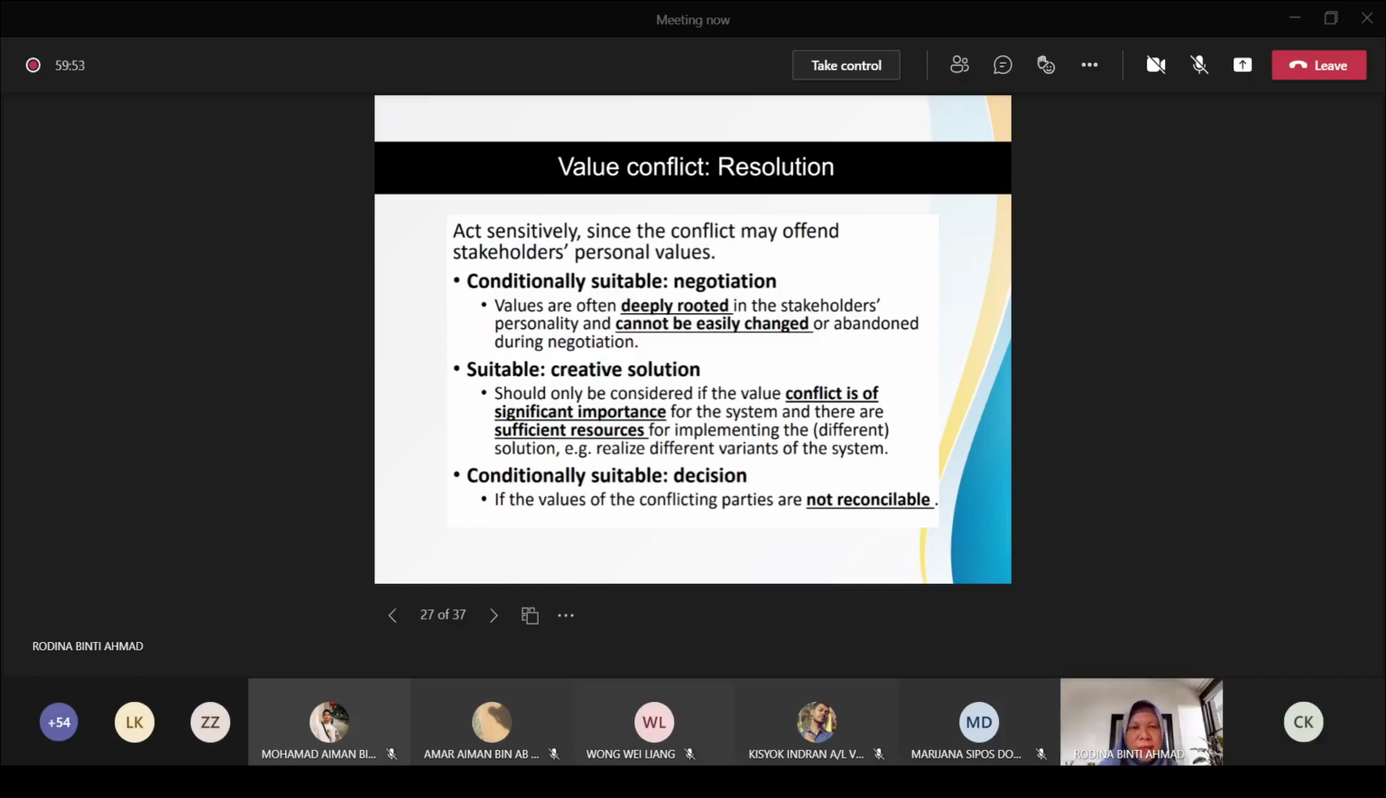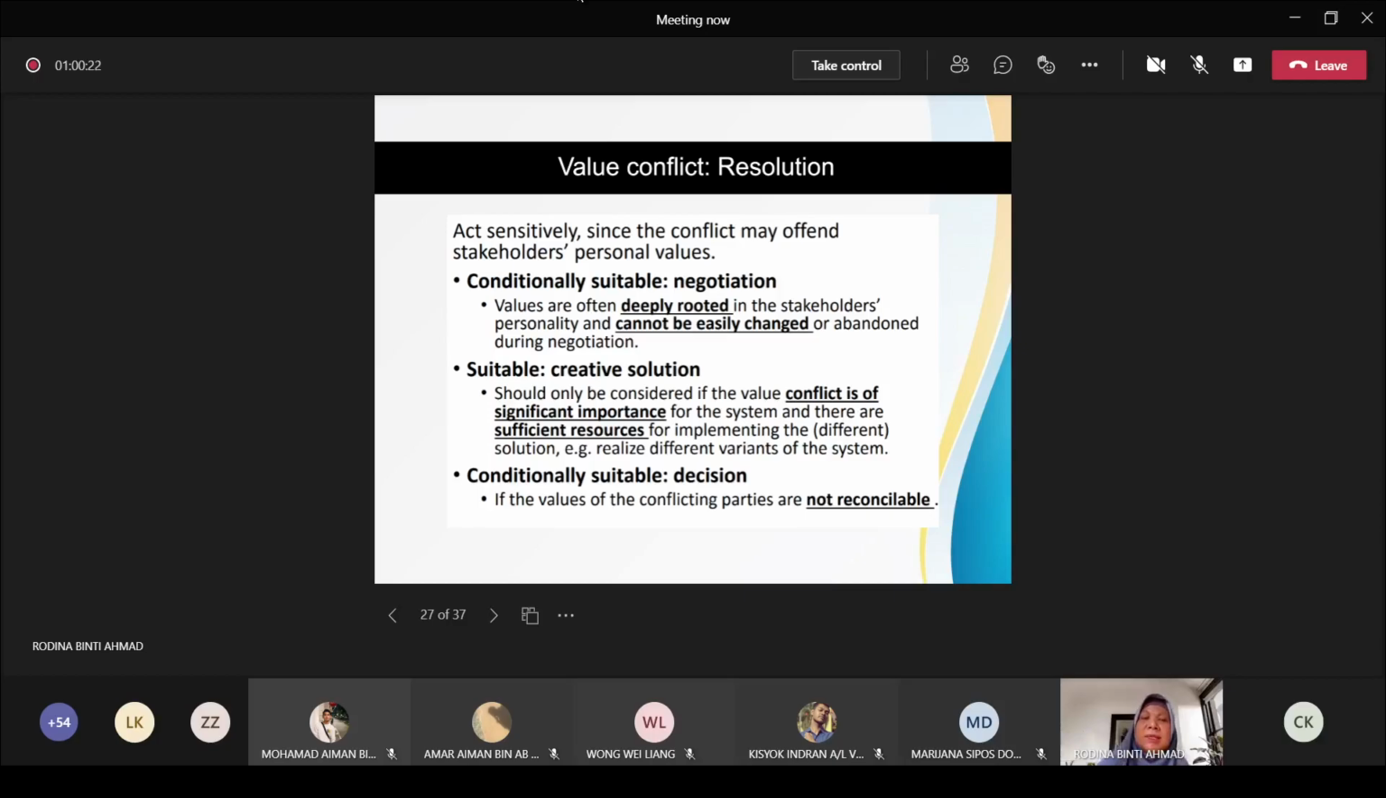But most of the time, the strategy that is more suitable is to use the creative solution, because you cannot actually find the common goals, or try to resolve their values. You cannot find common values among them. So why don't you propose a new thing? You should actually give them another alternative. Why do you try this? Why do you think about this?